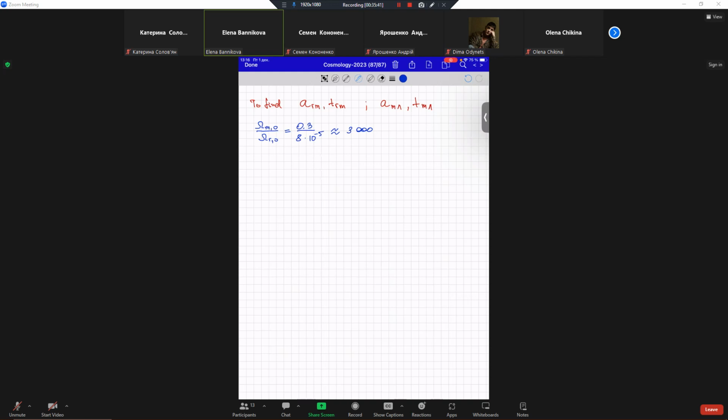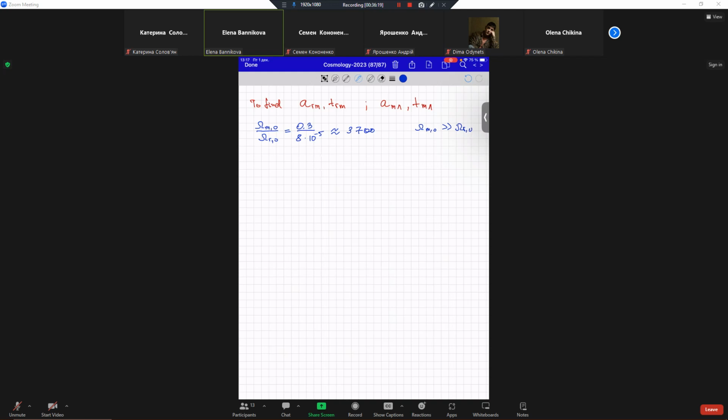So if to be precise, in any case it is approximately 3,700. Okay, so in any case it's approximately 3,000. And we can see that if we compare omega matter with omega radiation, at the present time omega m is much more than omega radiation, which is obvious, we can see even from the value.